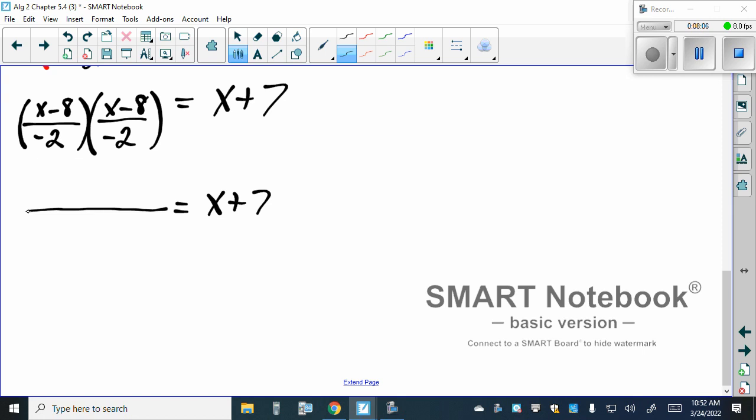Multiplying these two rational expressions, it's going to be easier to multiply the denominators first, because we have negative 2 times negative 2, which gives us 4. Now we're also going to multiply the numerator, so we're going to multiply x minus 8 by x minus 8. Well, x times x would give us x squared. x times negative 8 would be negative 8x. Negative 8 times x is negative 8x. And negative 8 times negative 8 is plus 64.